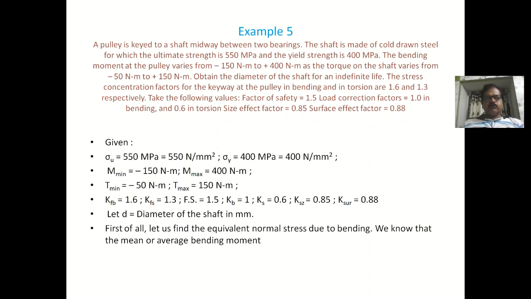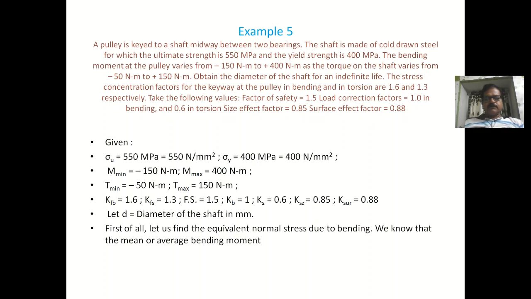Ultimate strength is 550 Newton per mm square. Yield point strength is 400 Newton per mm square. Minimum bending moment minus 150, maximum bending moment plus 400. And the torque minimum is minus 50 and maximum is 150 Newton meter. The fatigue stress concentration factor in bending is 1.6 and in shear is 1.3. Factor of safety is 1.5 and the factors given are KB as 1 and KS as 0.6. Size factor and surface finish factors are given. Let us find the diameter D of the shaft in millimeters.